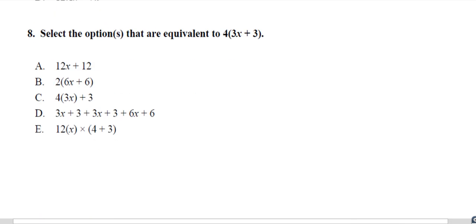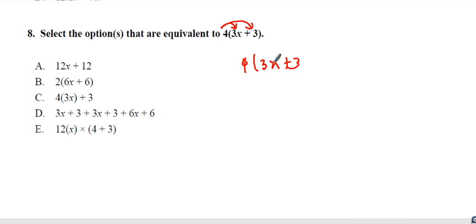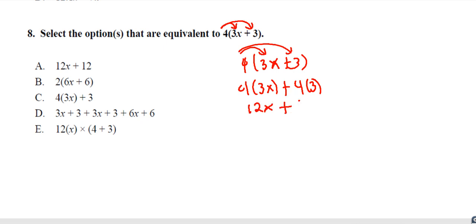8. Select the options that are equivalent to 4 times 3x plus 3. So again, looking at the distributive property, most likely, so 4 times 3x plus 3, distribute, that's 4 times 3x plus 4 times 3, that's 12x plus 12, okay, there's that one. So now I'm going to look and see, are any other ones equivalent?